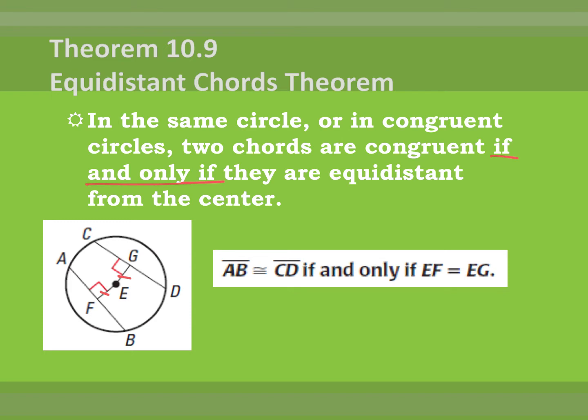So if it's equidistant from the center, then we know that those chords are congruent. And they'll give you the marks, right? They're going to either give you marks on the chords or on the equidistant segments. So they can do it either way because of the if and only if. So the chords would be congruent, and so are the equidistant segments for this one. And now we're just going to apply and do examples using these four. The three theorems and then that one.